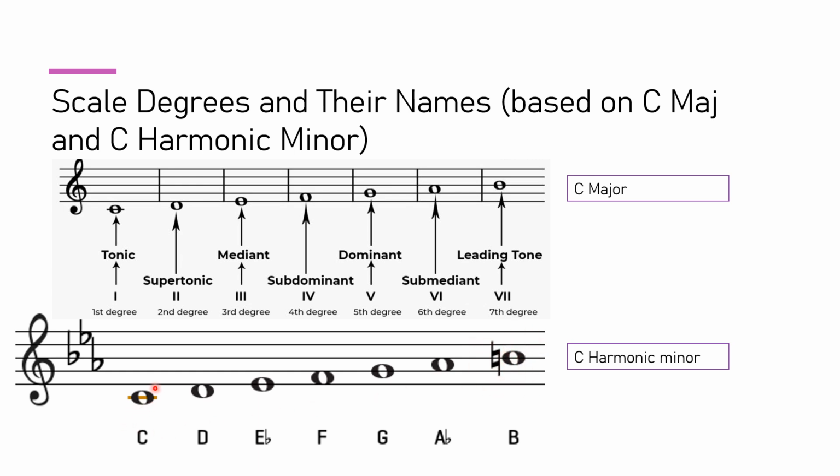So it's the same way. The first note on the C minor scale is your tonic. The second is your supertonic, your mediant, your subdominant, your dominant, your submediant, and leading note. So it's just the same way you name a major scale, you name a minor scale. No difference, right? Now let's summarize this.